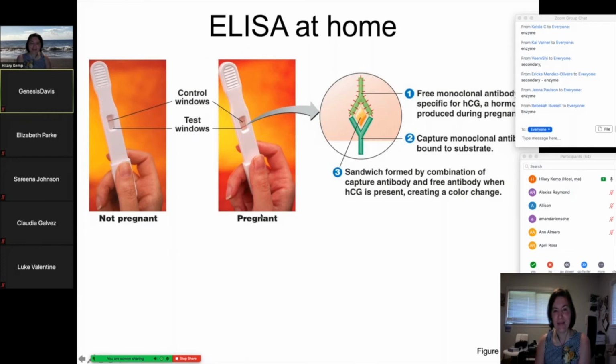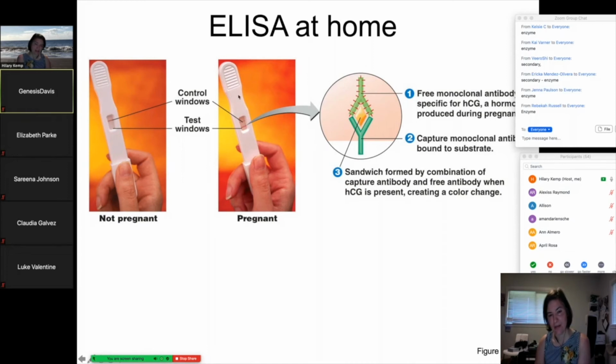This is an example of an ELISA, a sandwich ELISA. This is a simple pee test to find out if you're pregnant. There's an antibody that binds the hormone HCG, which is produced during pregnancy at high levels. And so there's already an antibody against it. And then if your pee contains HCG, it comes across this and it sticks to the antibody.